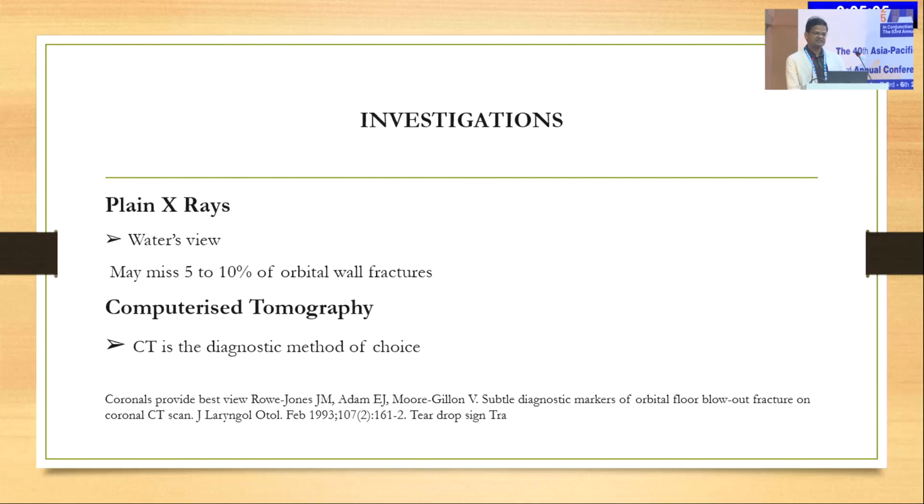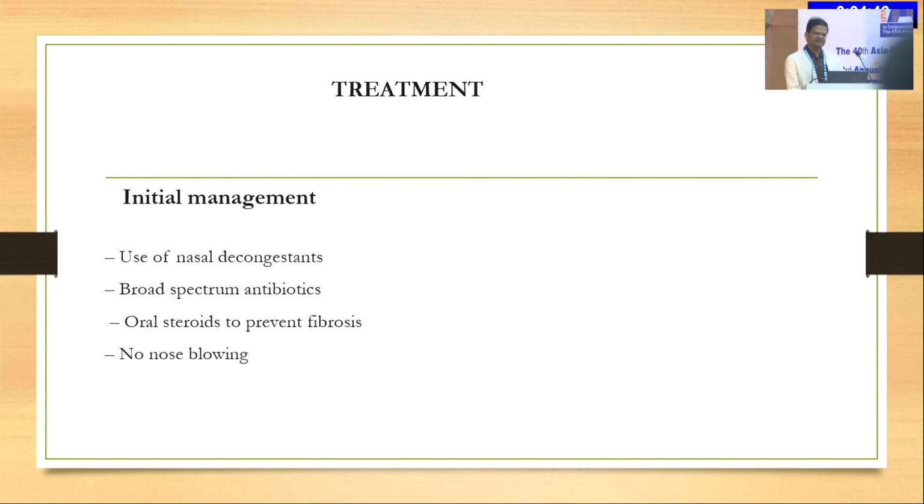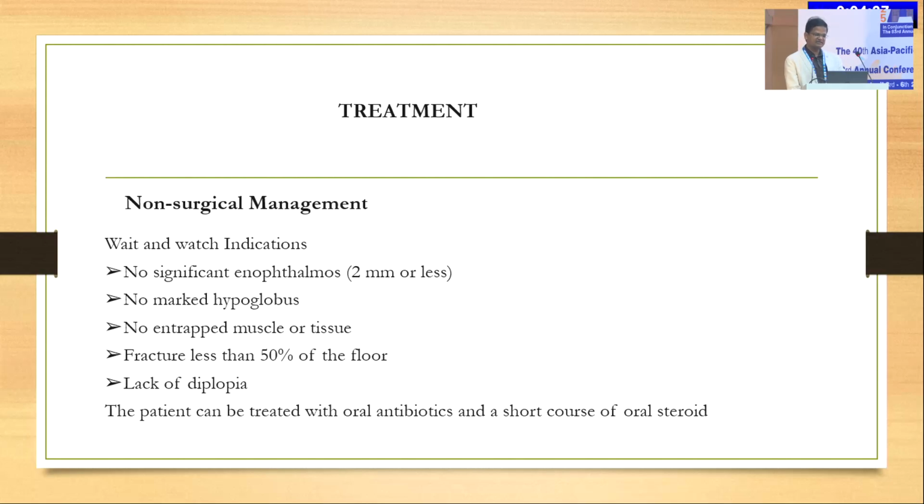In investigation of any fracture, previously we used to do plain X-rays. Now computerized tomography is the investigation of choice in acute cases. But ideally we should do magnetic resonance imaging along with CT cuts, so that soft tissue injury is evaluated clearly along with the bone fracture. Initial treatment is nasal decongestants, broad spectrum antibiotics, and oral steroids to prevent fibrosis. Regarding surgical management, we can wait and watch if there is no significant enophthalmos, no marked hypoglobus, no entrapped muscle or tissue, and the orbital content is not very much prolapsed.